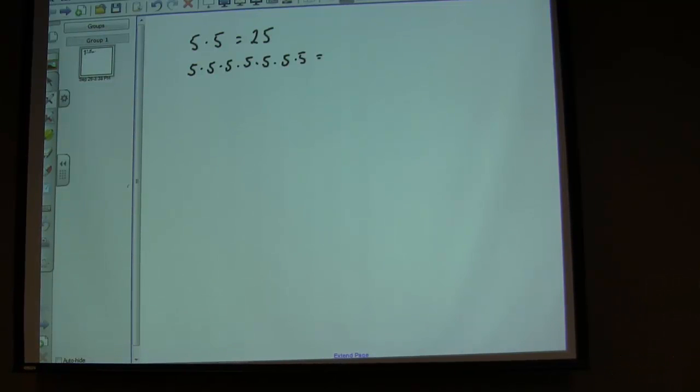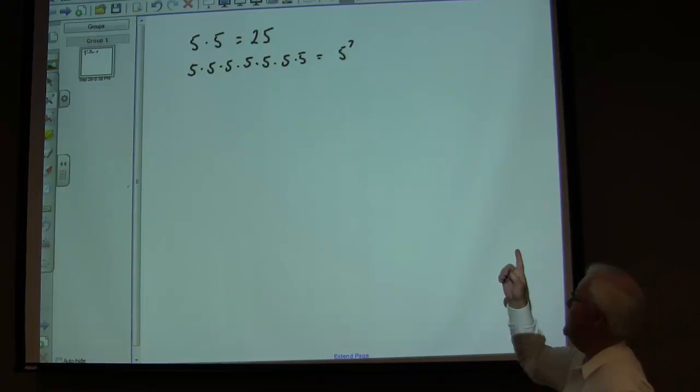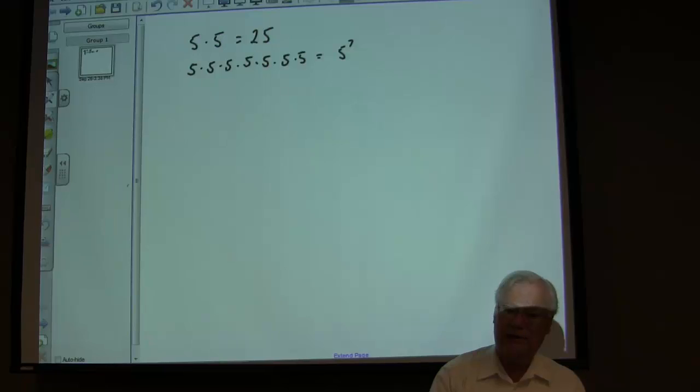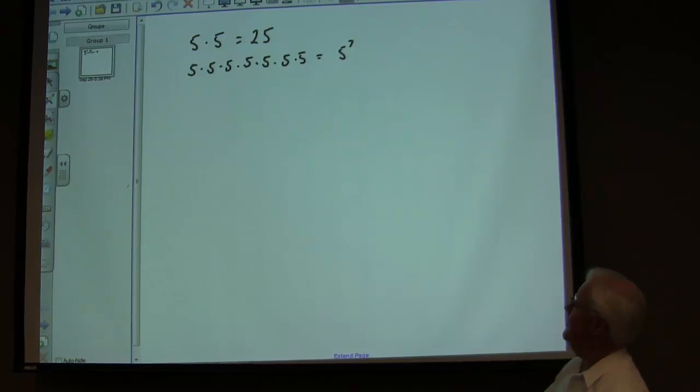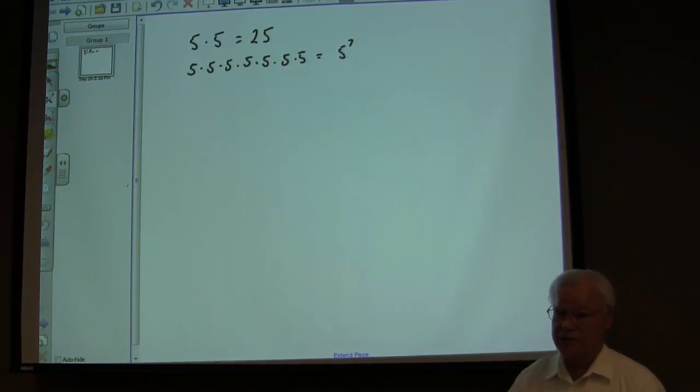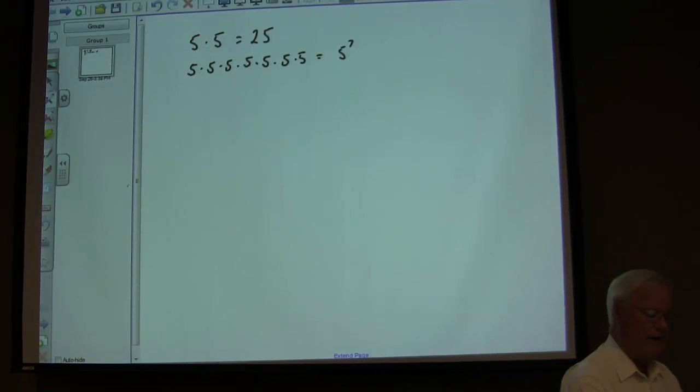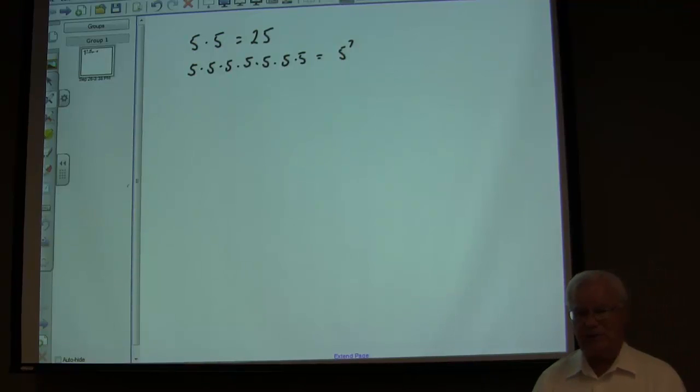So what we've come up with is a shorthand. We call this 5 multiplied times itself 7 times, and we use the little exponent 7 to show how many 5s there are in that chain of multiplication. So that's all an exponent is. Well, let's look at some of the properties of exponents because of what they are.